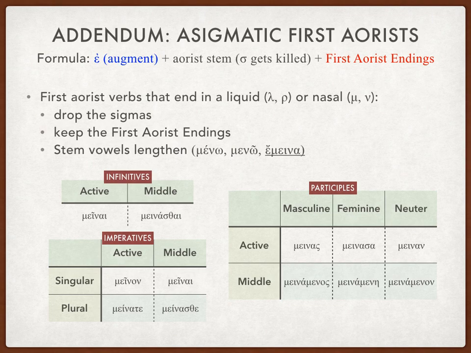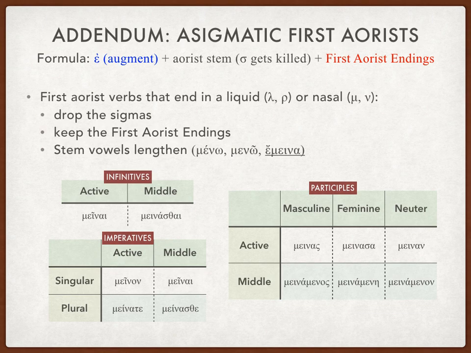And finally, the participles also follow the same sets of endings. Meinas, meinasa, meinan in the active, and meinamenos, meinamene, meinamenon in the middle. And that is all there is to it when you have to deal with asigmatic aorists in the first system. So make sure to practice with these forms.